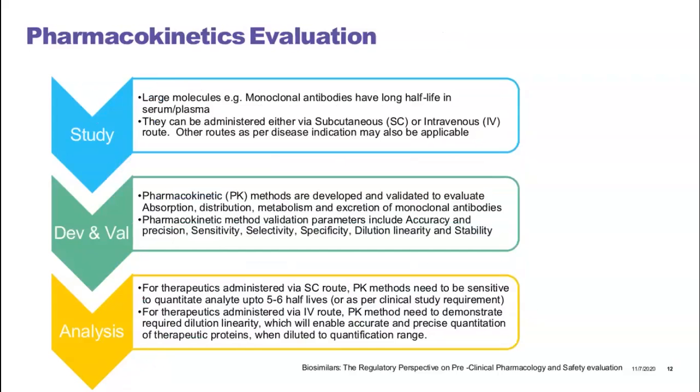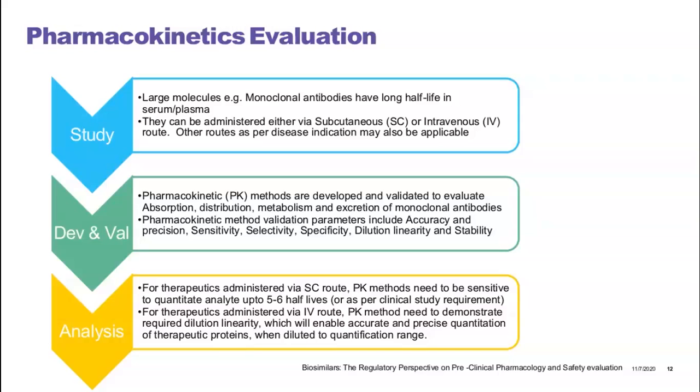The next part is the pharmacokinetic studies. The pharmacokinetic studies for large molecules are completely different, because all the large molecules, especially monoclonal antibodies, have a longer half-life. For example, these can be administered either via subcutaneous administration or the intravenous route. It depends on the route of administration in human beings. The same route can be administered in animals to see the pharmacokinetic profiles. For this pharmacokinetic evaluation, there are different steps.